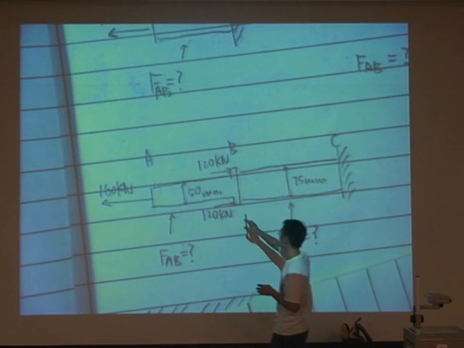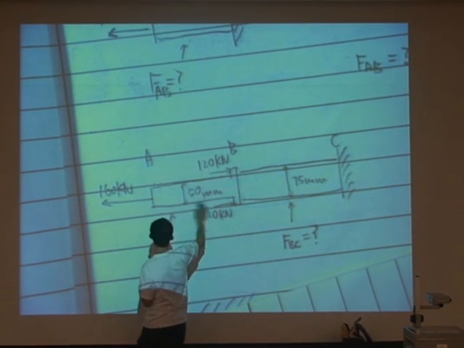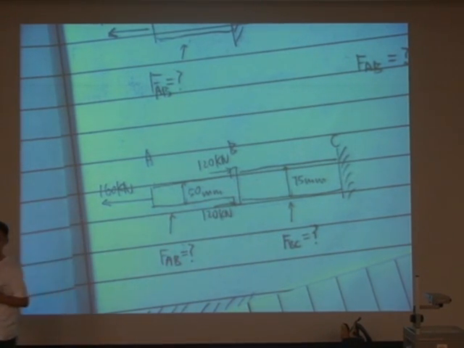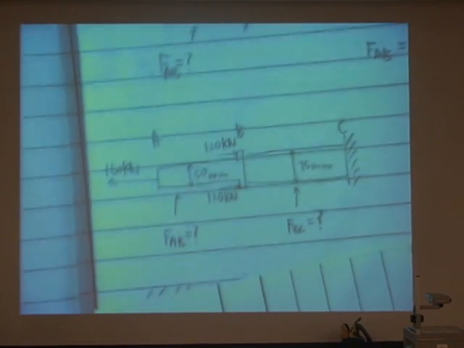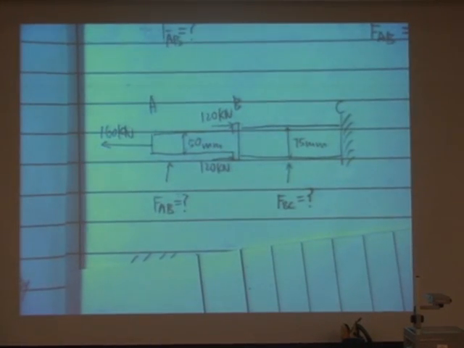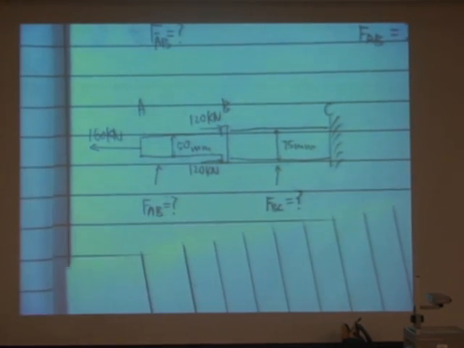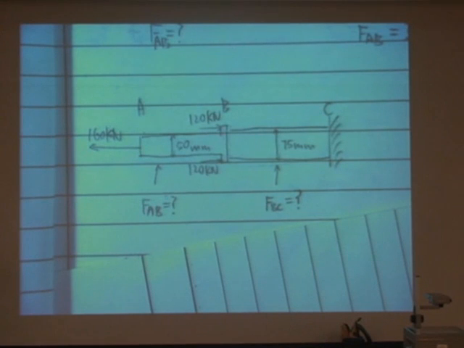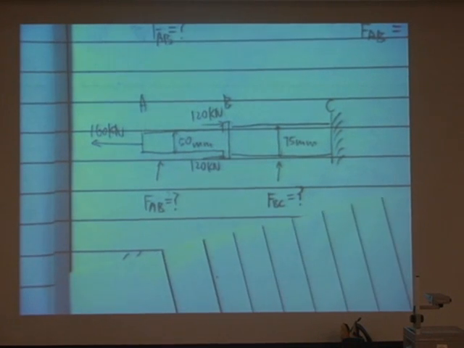160. Tell me the first answer. What's the force within this rod? 160. Why is it 160? Okay, let's analyze them one by one. This is the standard procedure for analyzing the forces. Look at the first part, AB.